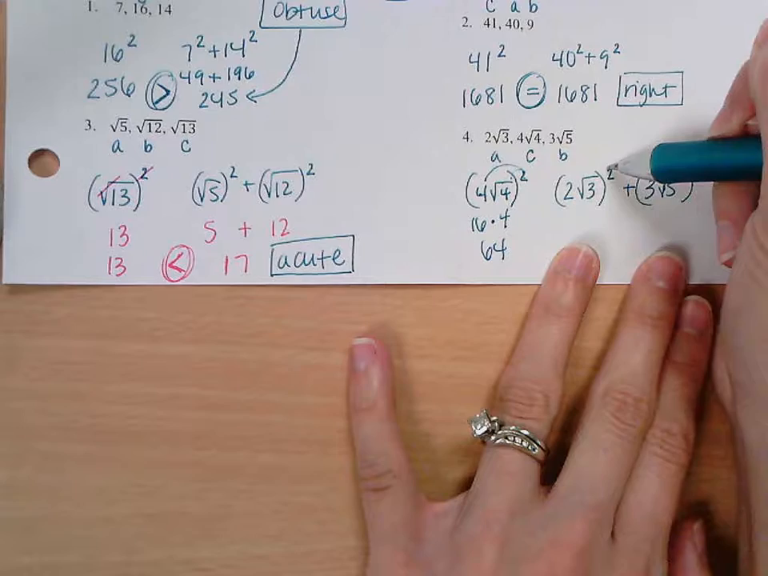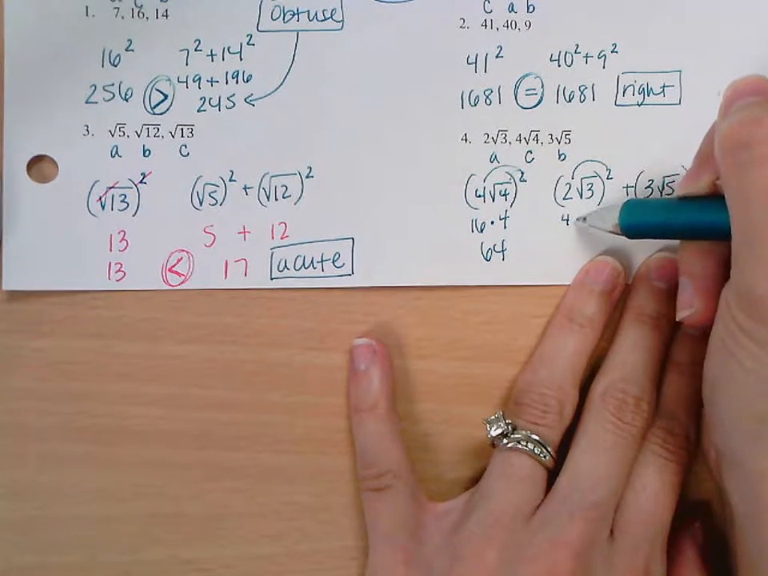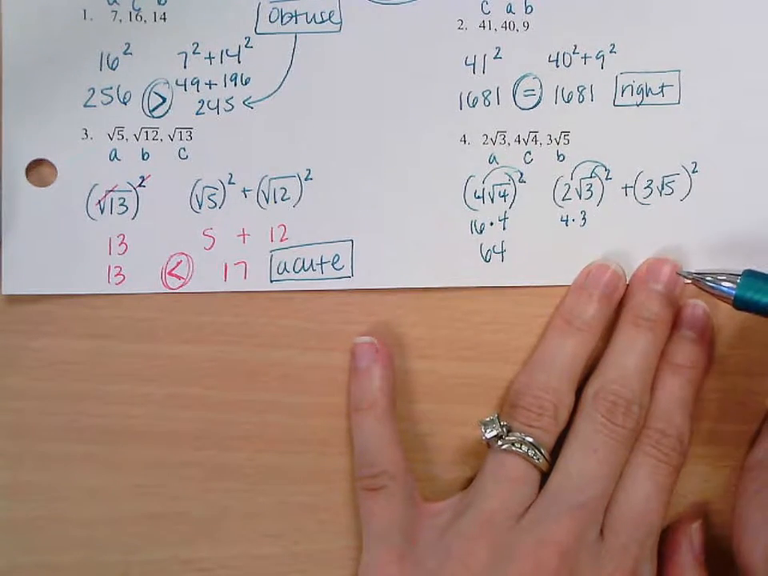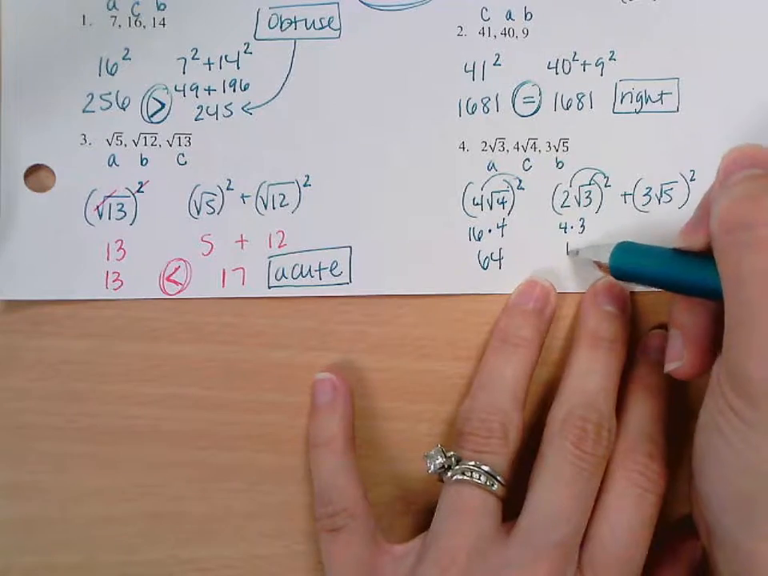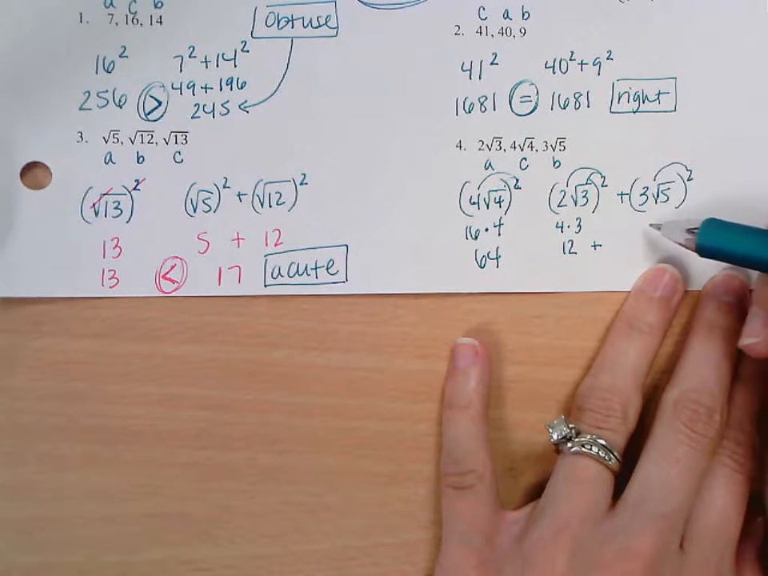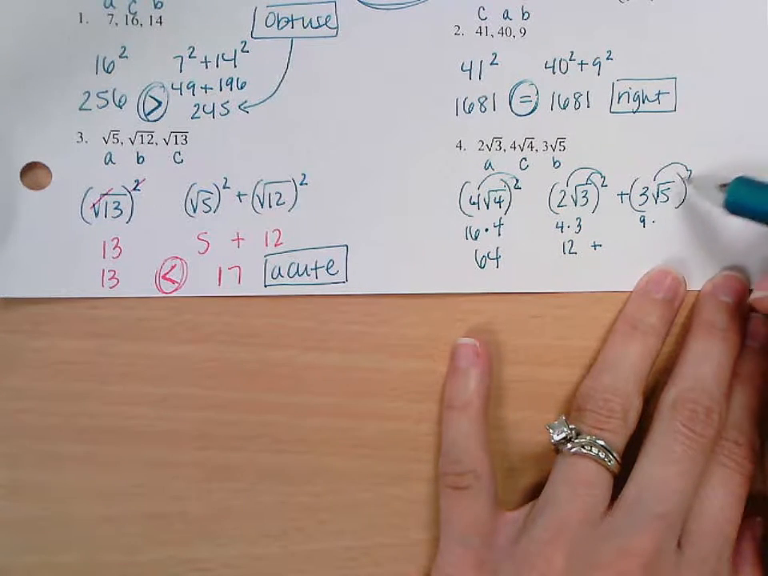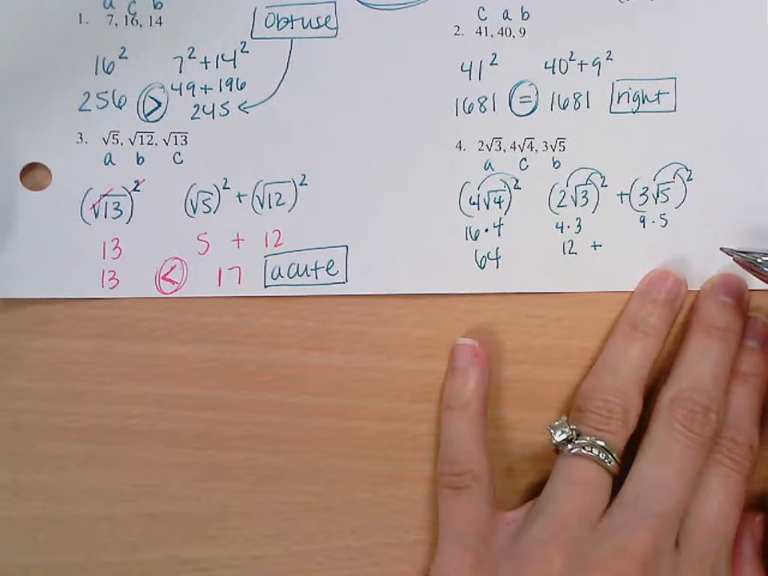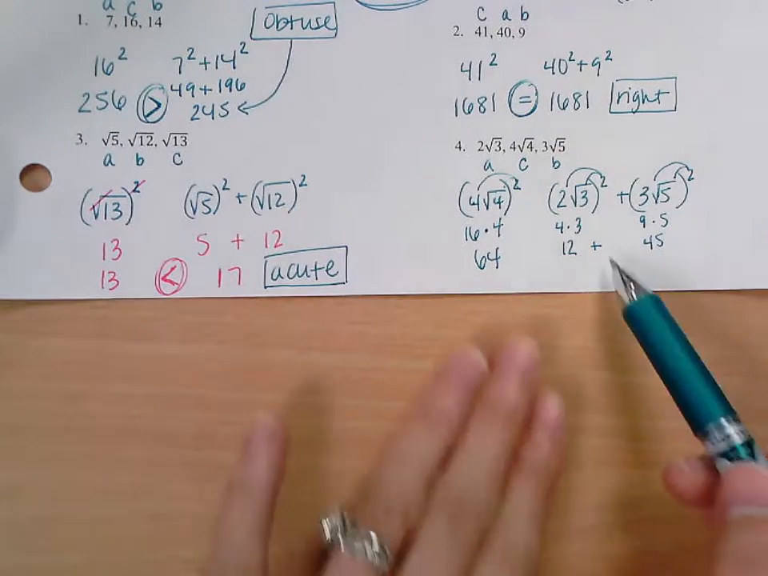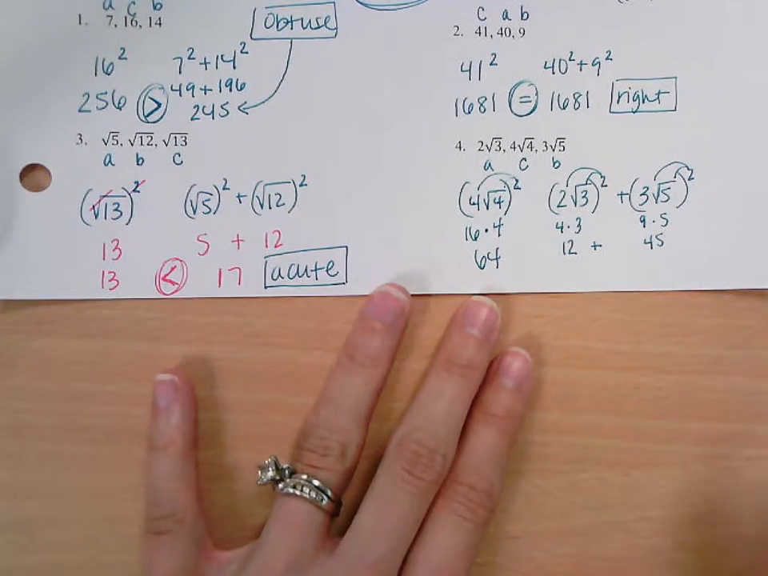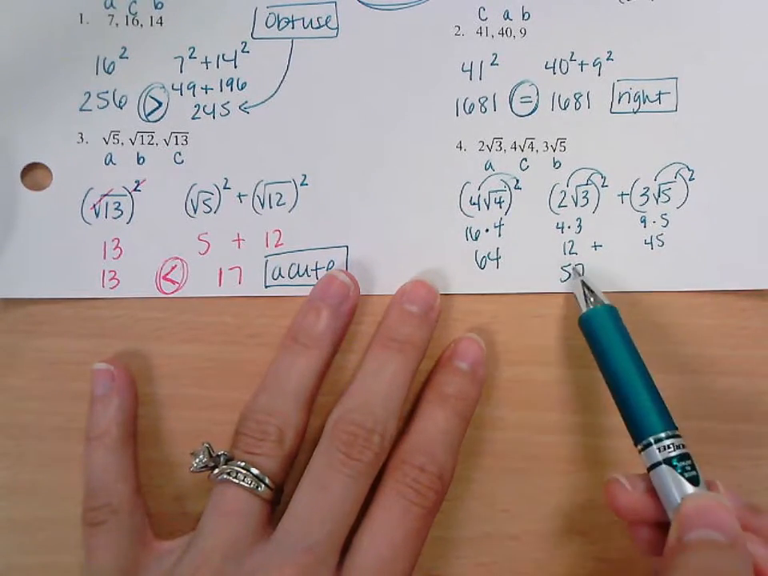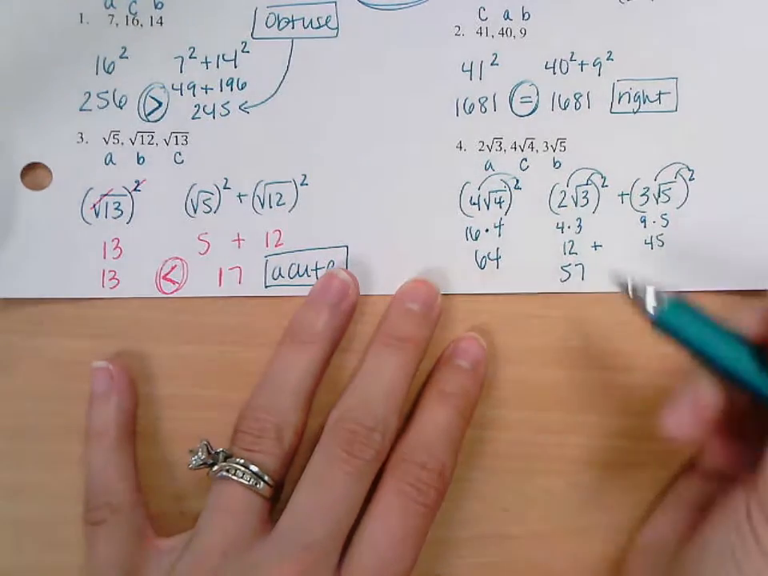Okay, so over here, if I distribute this, this is 2 squared, which is 4, times the square root of 3 squared, which is 3, so that's 12, plus, and then 3 square root 5 squared is 3 squared, which is 9, times square root of 5 squared, which is 5, that's 45. And then I just need 12 plus 45, which is 57. Okay, so I have 64 is my c squared, a squared and b squared together are 57.